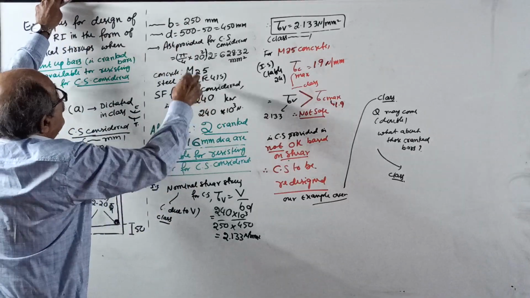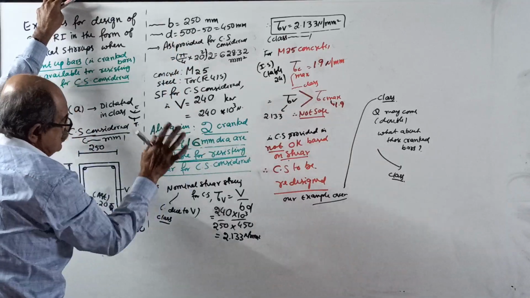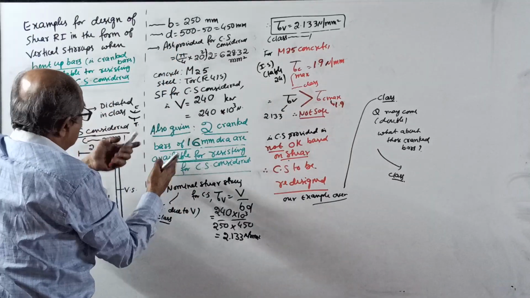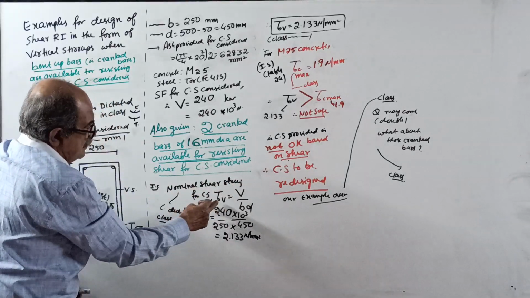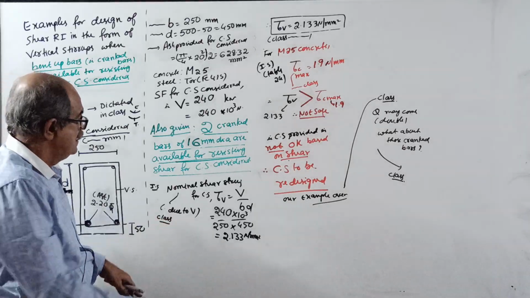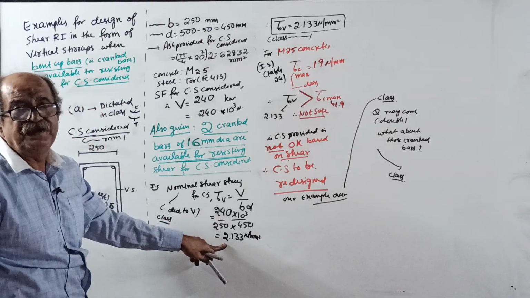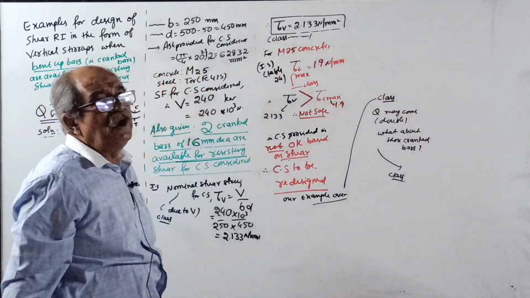All this data I told: B, D, Ast, etc. Also given are 2 bars, but this will come later. See the green color. First, as usual, nominal shear stress tau V equals V by BD. Something I told earlier, write it. It will come 2.133. So the shear stress tau V is 2.133.